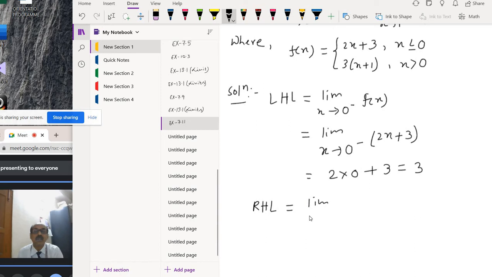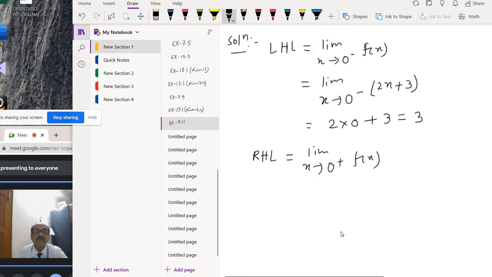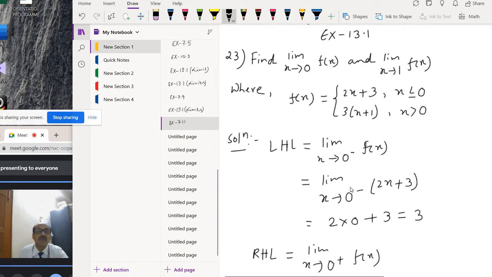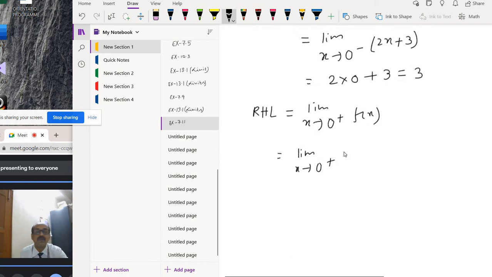Now the right hand limit, the limit as x tends to 0 plus of f(x). That means greater than 0, where the function is 3x plus 1. So 3 into 0 plus 1, which is 3.